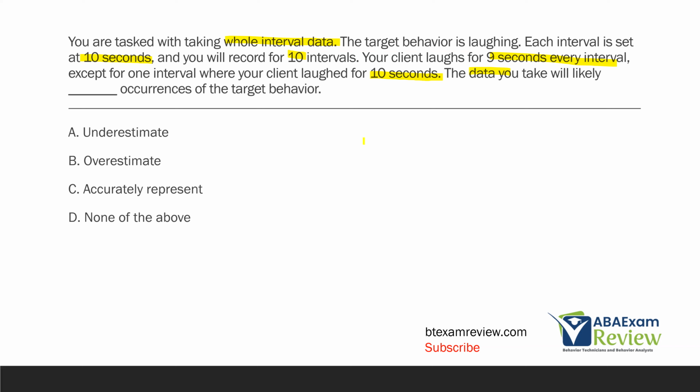C, accurately represent. Well, we know it's not going to accurately represent occurrences, but this is how we're taking the data, and so that's just what the data is going to say. But the data is going to likely underestimate occurrences of the target behavior. Again, one of the downsides of discontinuous measurement is we don't tend to get the most accurate information. However, there is a time and place for discontinuous measurement. We just have to be smart about when we use it.